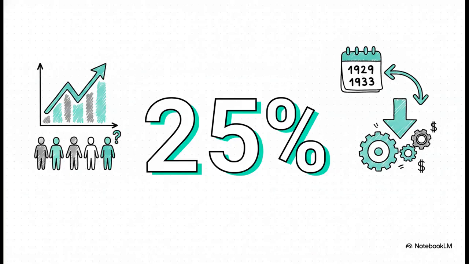Just wrap your head around the sheer terrifying scale of this number, 25%. In the United States, between 1929 and 1933, the unemployment rate shot up to a staggering 25%. To put that into perspective for you, in 1929, it was just 3%. Literally 1 in 4 people who wanted to work simply couldn't find a job.